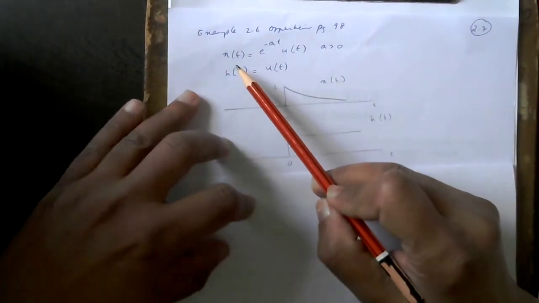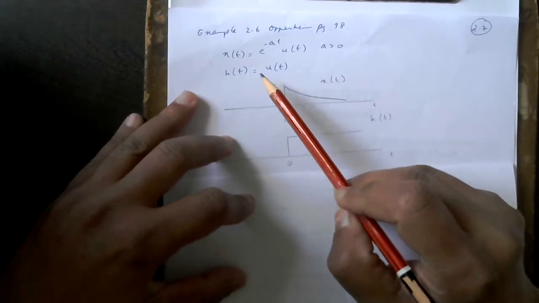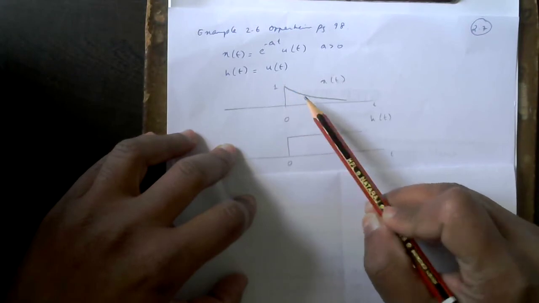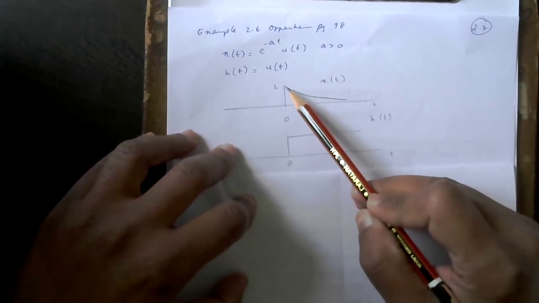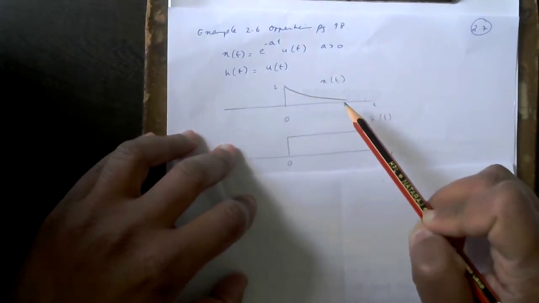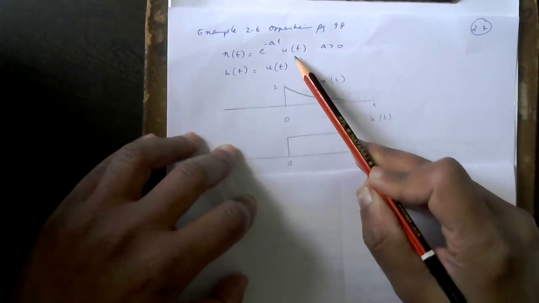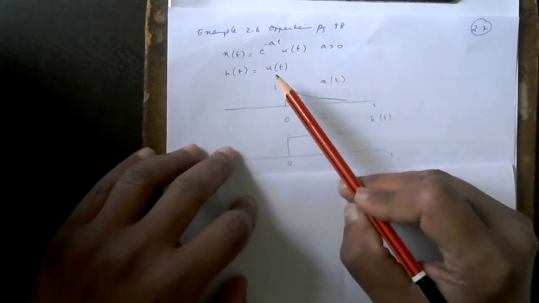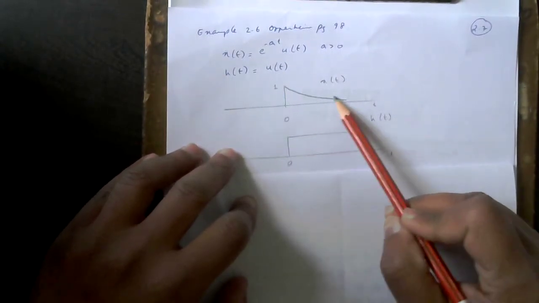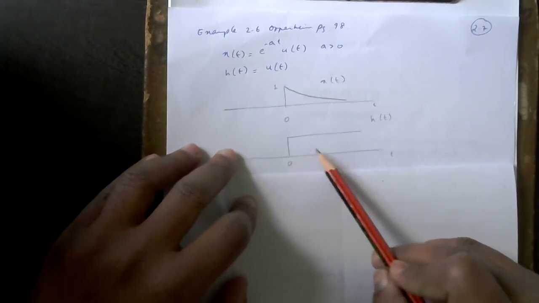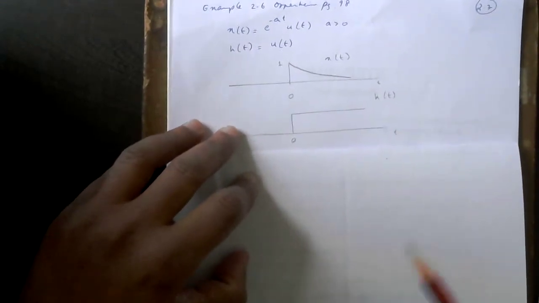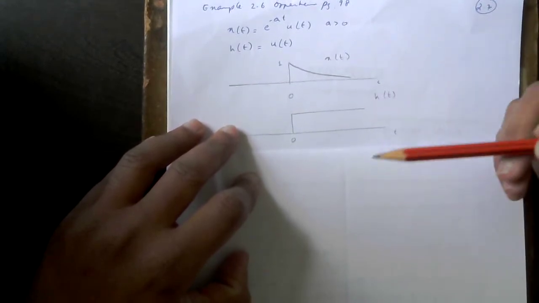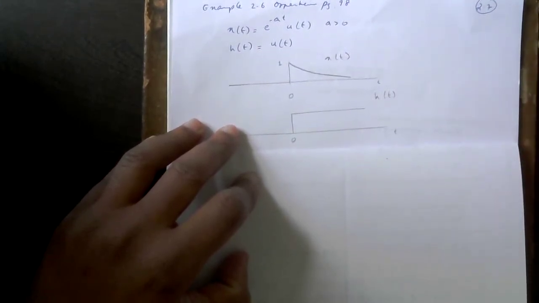Given x of t is e raised to minus at ut, which is basically a decaying exponential signal starting at 0 because of u of t. It decays here, and h of t is given as u of t. So this is my x of t, this is my input, and this is the impulse response of the system h of t. Now if you convolve this with this, what is the output? You are asked to find the output.